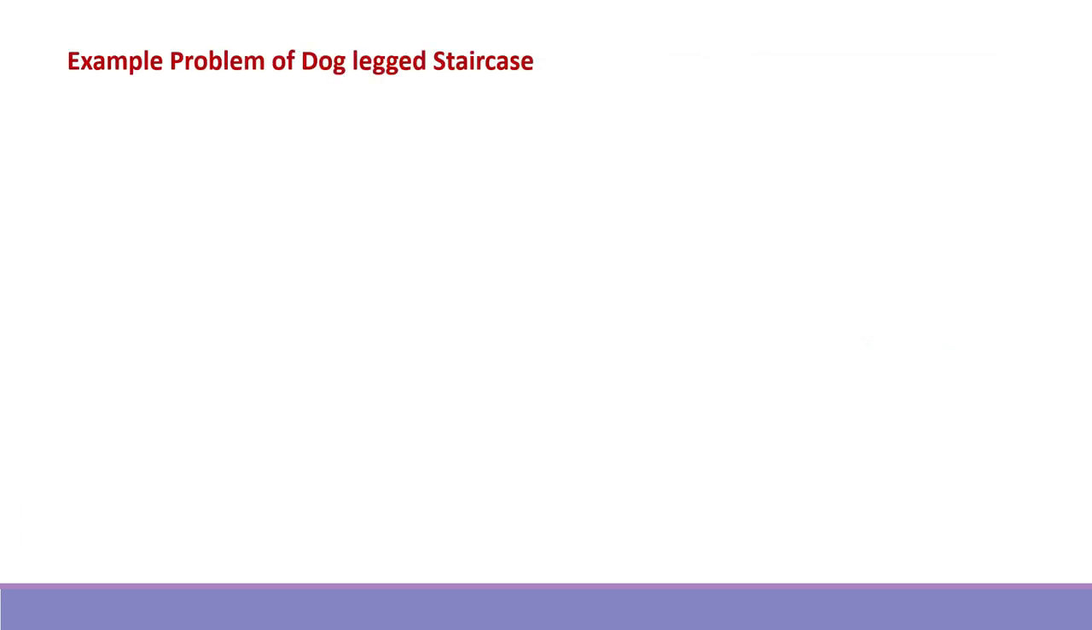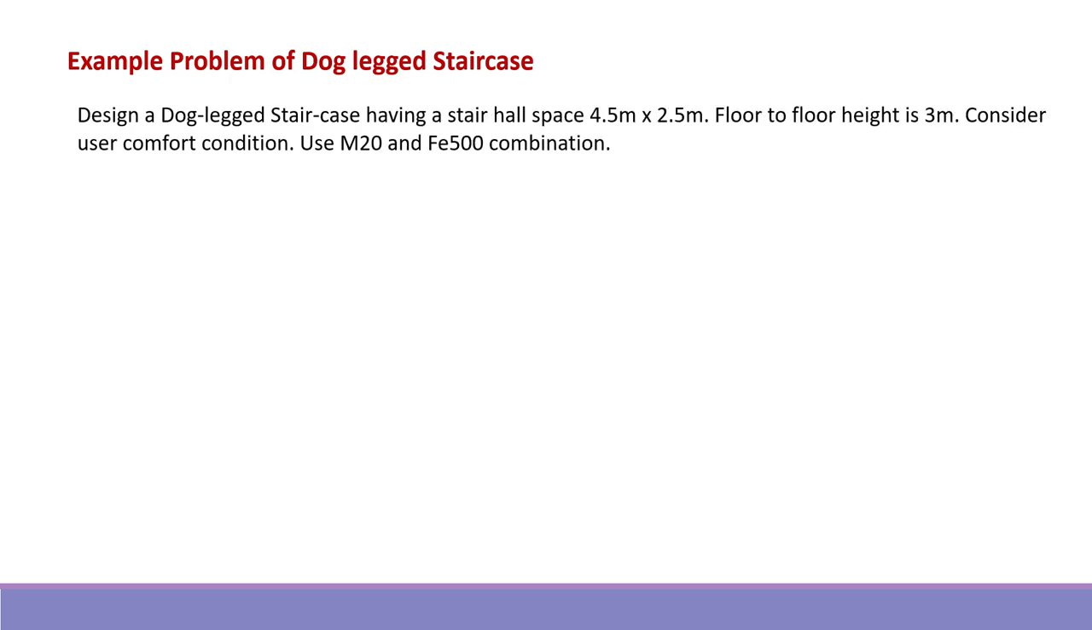Let us discuss with some example problem. Here we have an example problem: design a dog-legged staircase having a stair hall space 4.5 meter into 2.5 meter where the floor to floor height is 3 meter. Consider user comfort condition and use M20 grade of concrete and Fe 500 grade of steel. This is the combination. So let us discuss the solution.